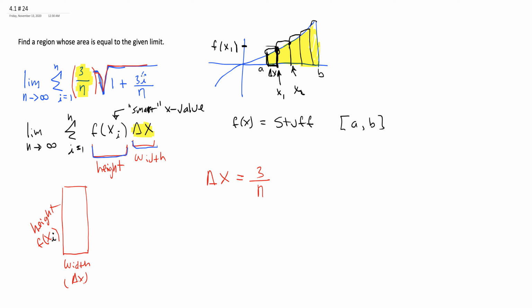Oh, and this i has to do with your smart x value, right? So if you want to know the area of, let's say, this rectangle right here, that would be x sub 1, x sub 2, x sub 3. So then your i would be 3. You plug 3 into your formula, you have the width right here, this gives you the height, and bam, there's your height, and you get the area of the rectangle. And n just means how many rectangles you have.